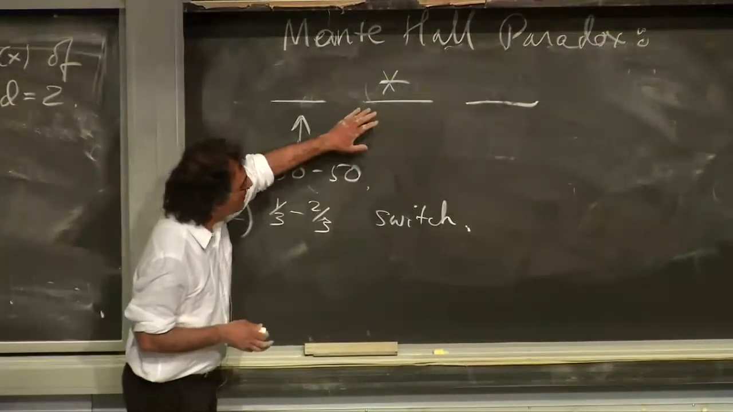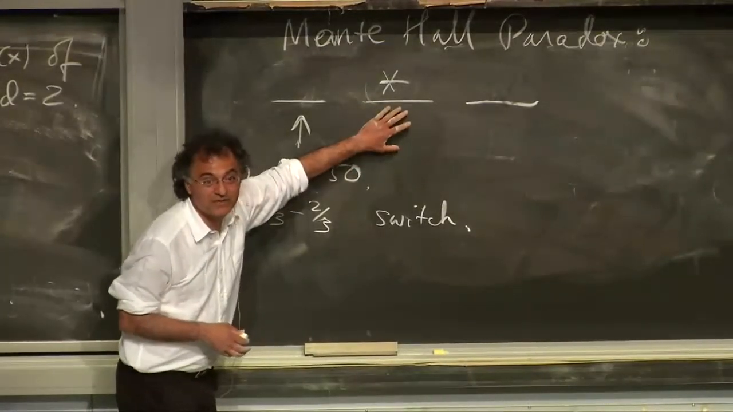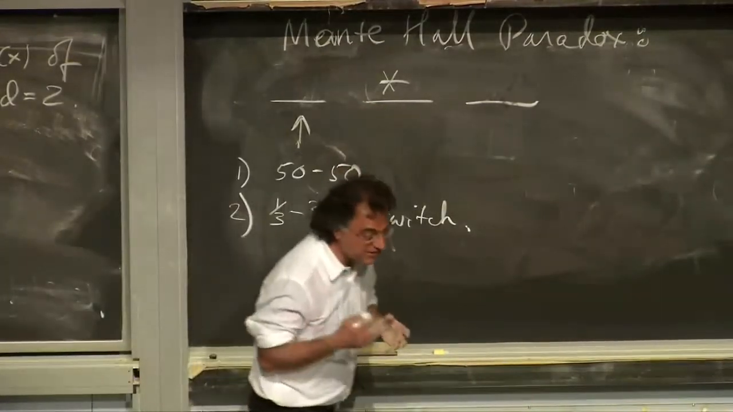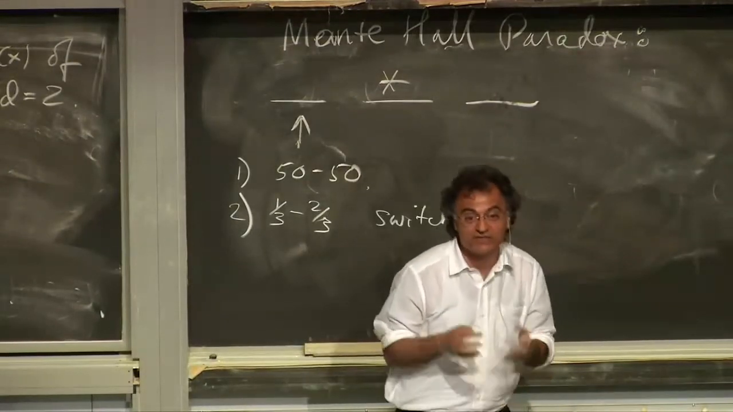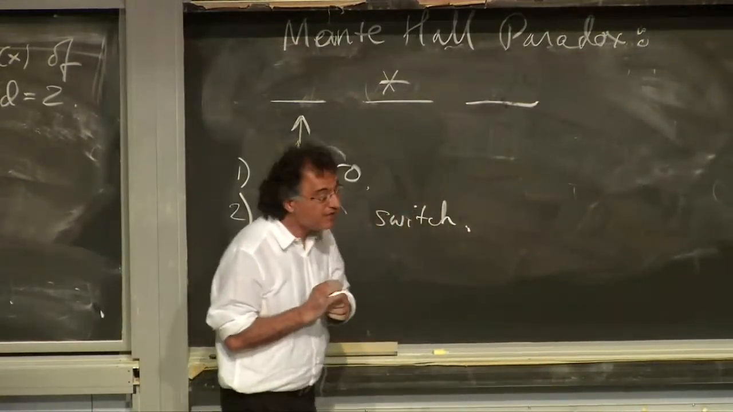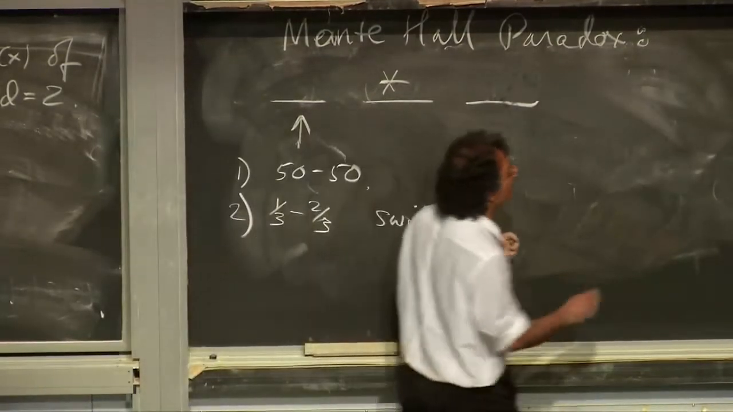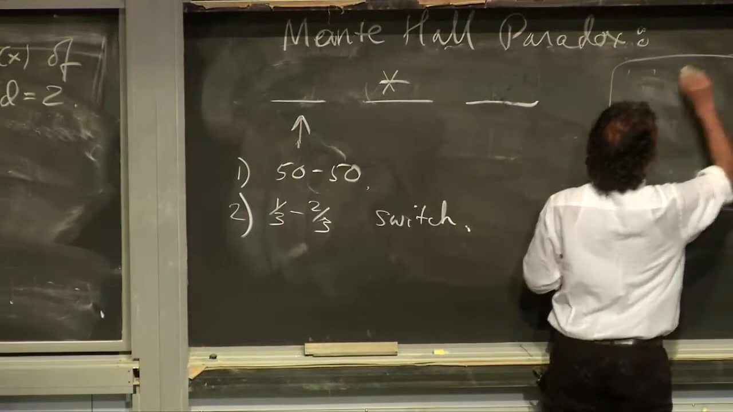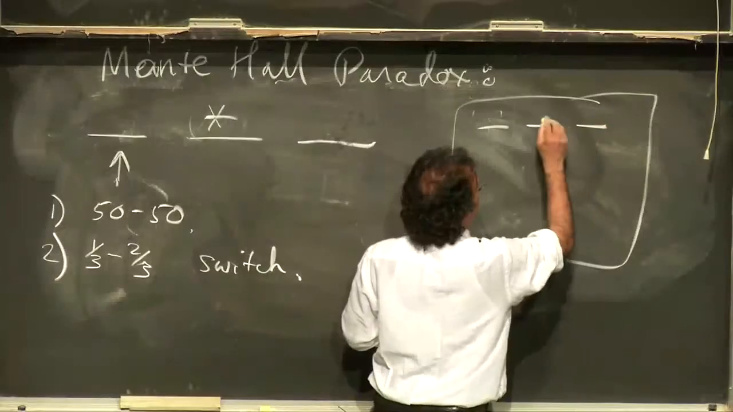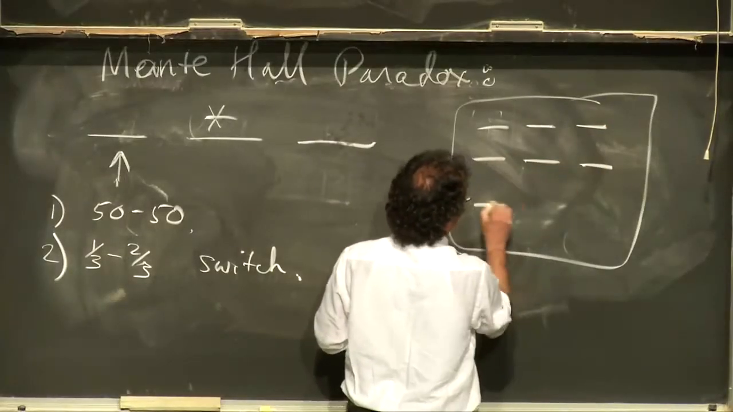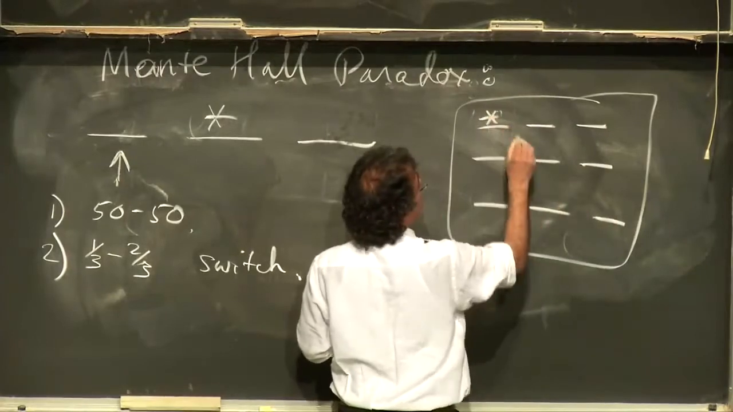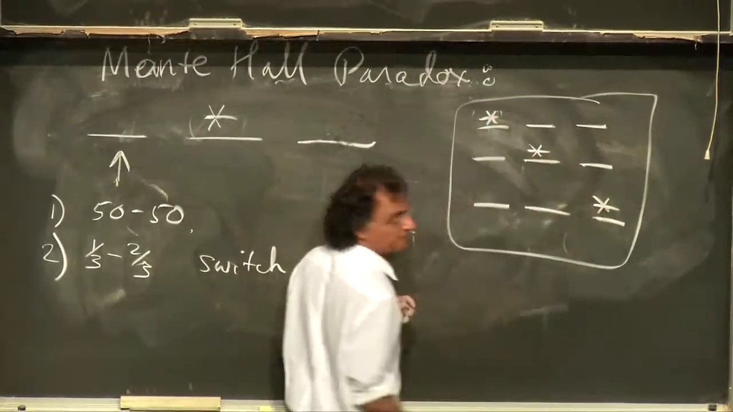Now, the way to think about this paradox, by the way, I would suggest you think about this. It's a very interesting paradox to think through. But really the way to think about it is conditional probability. Okay, so here's the sample space. The sample space looked like this. There's three possibilities. Either the prize was here, here, or here.